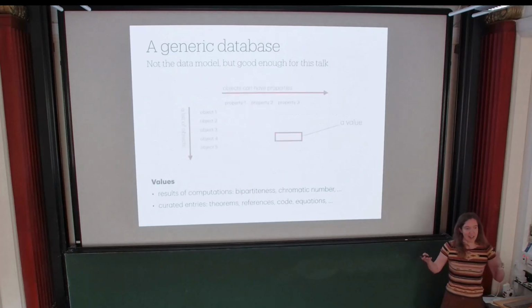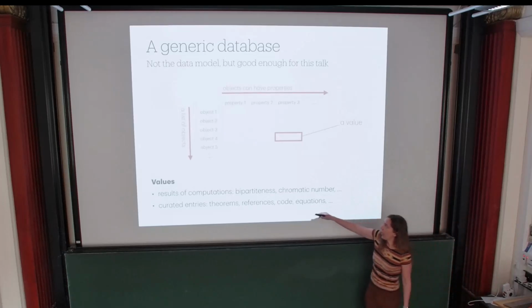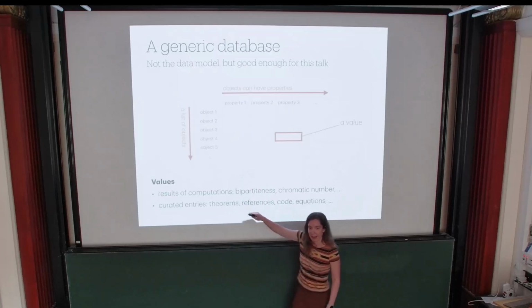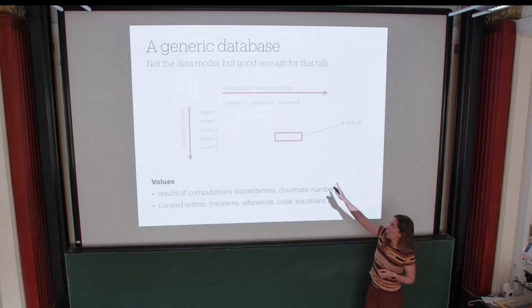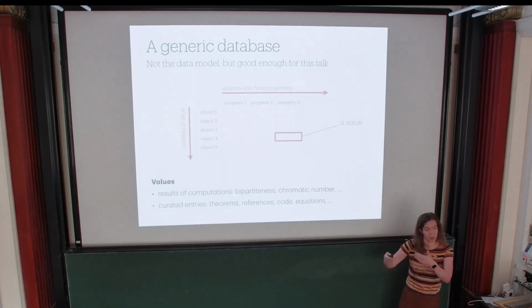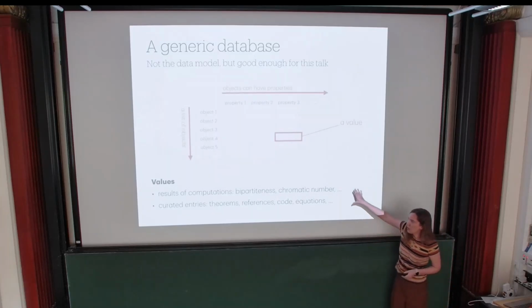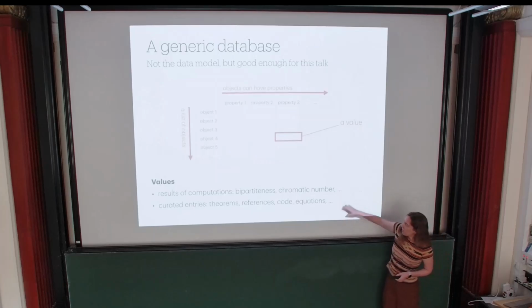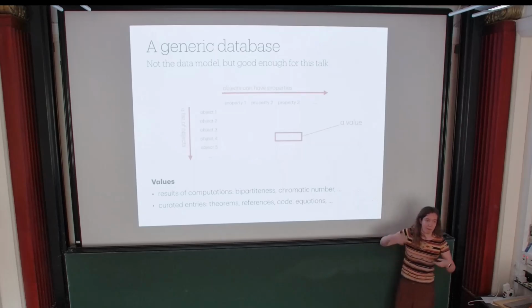Okay, so how do they look? For today, this is a good mental model you can take. You have a list of objects, and then some databases might even contain a list of properties, and then the values are whether an object has a property or a value for such and such property for that object. And broadly speaking, there are two types of values you can have. The one we're more interested in today are results of computation, so whether a graph is bipartite, whether it has a Hamiltonian path, and so on.